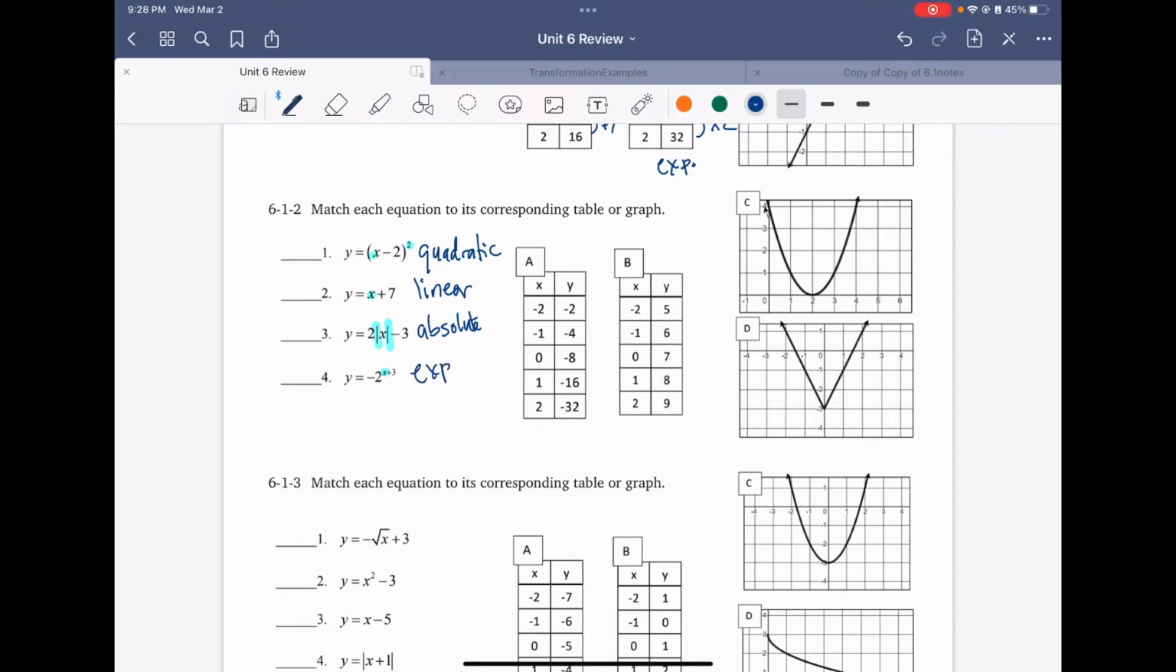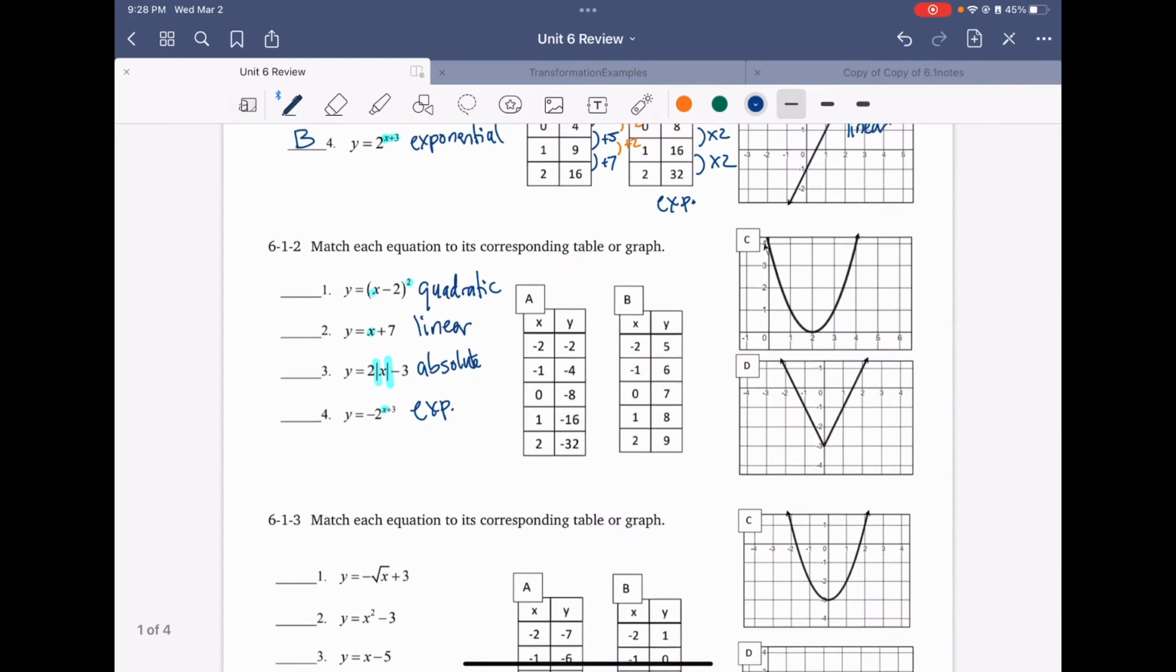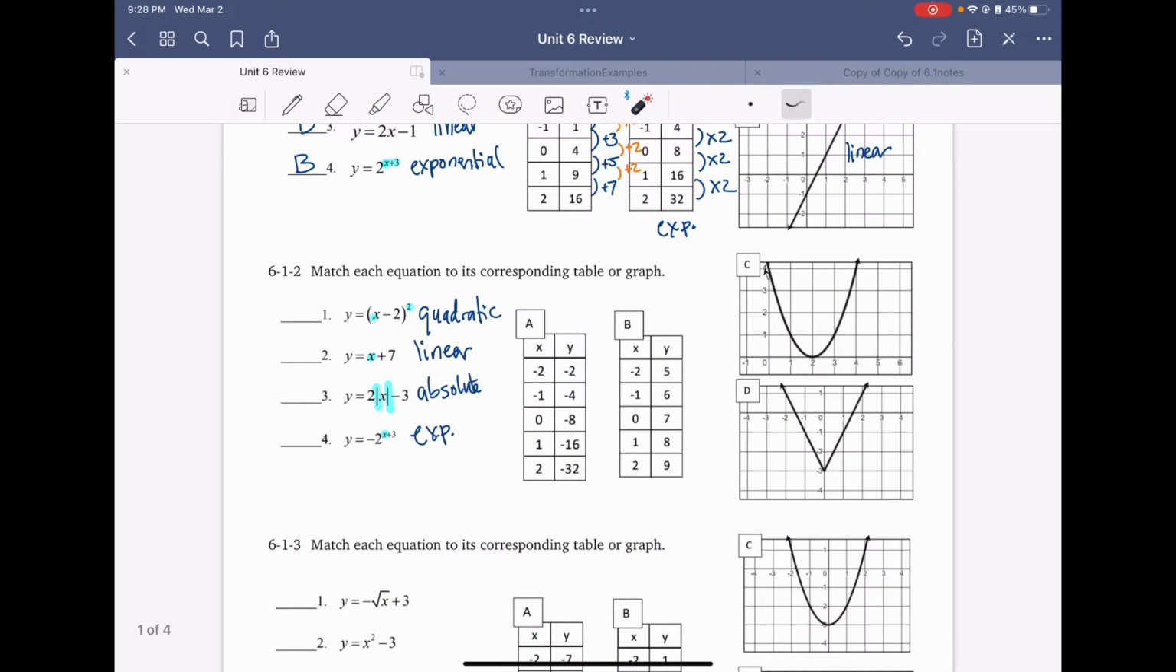All right. So now looking at the pictures, hopefully you guys know by now that this parabola right here is a quadratic. This is our quadratic. And then our V-shaped graph is absolute value. So that one is our absolute value. All right, so let's match those up. So C is quadratic, so that goes with number 1. And D is absolute value, so that goes with number 3.